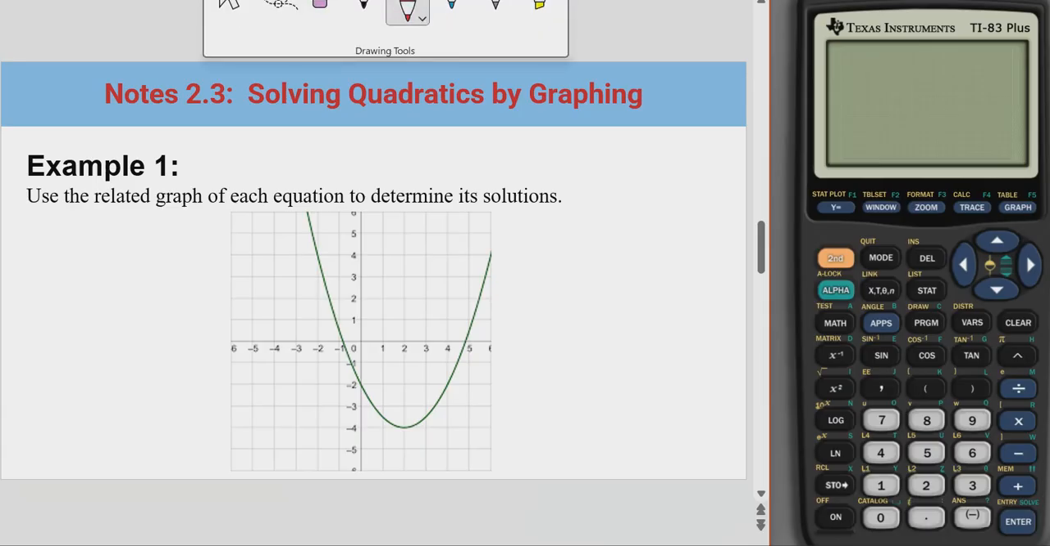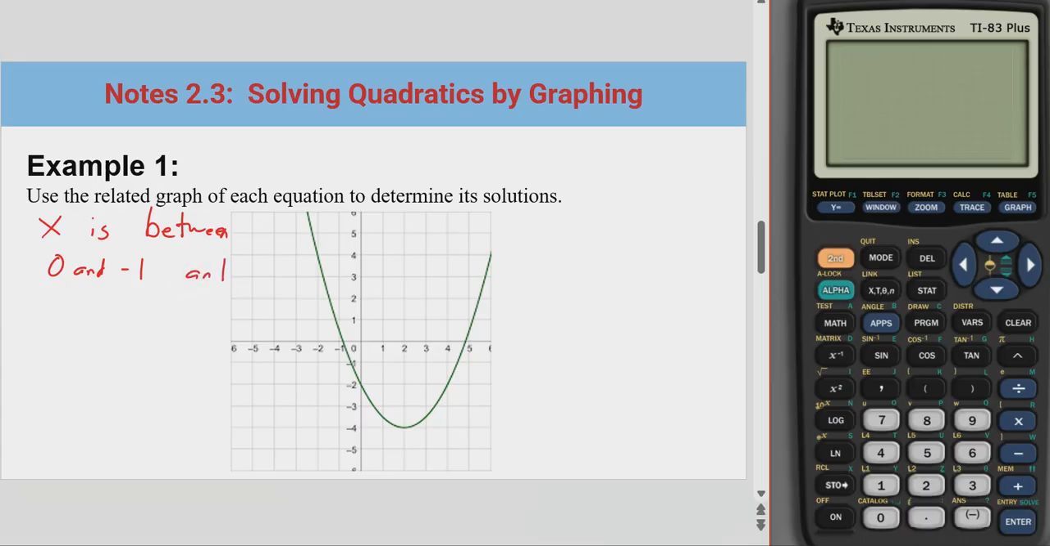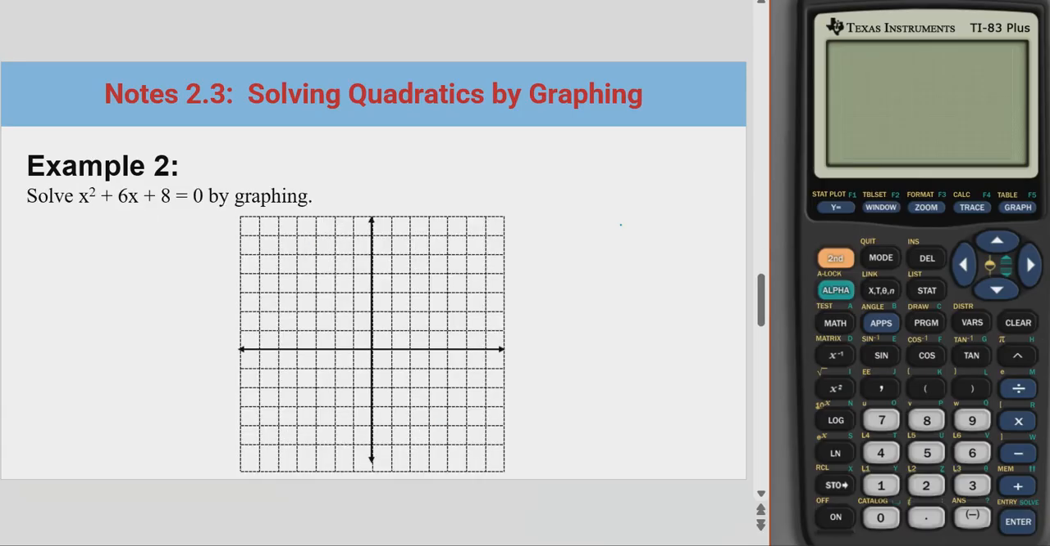So I could say x is between 0 and -1, and again between 4 and 5. So if you have the equation, we can look at being more specific.